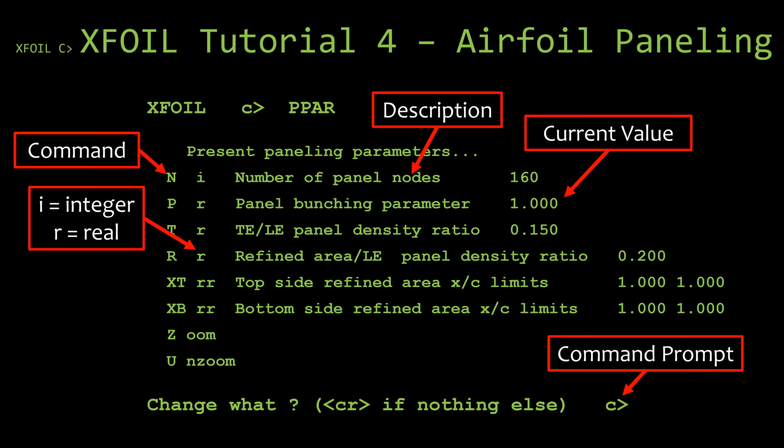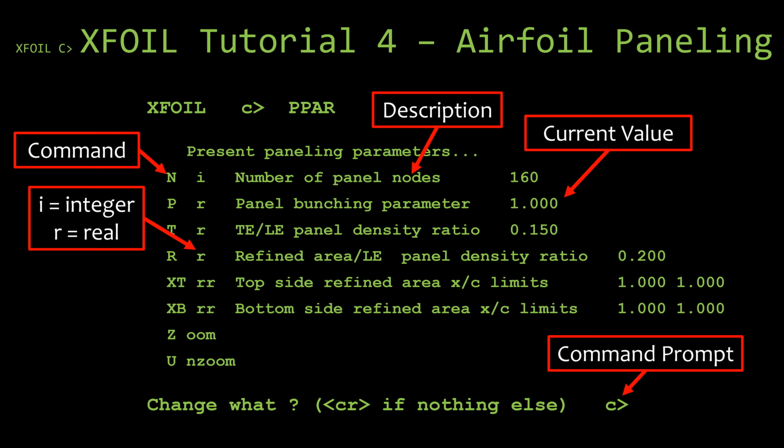This is set up very similar to the other menus in Xfoil, where the first column is the command. So this would be what you type at the command prompt. The second column would be the parameter column. I stands for integer, R stands for real. Multiple letters means it's going to ask for multiple values. So if there's two R's, it's going to require two real numbers from you. The third column is going to be the description of what the parameter is.